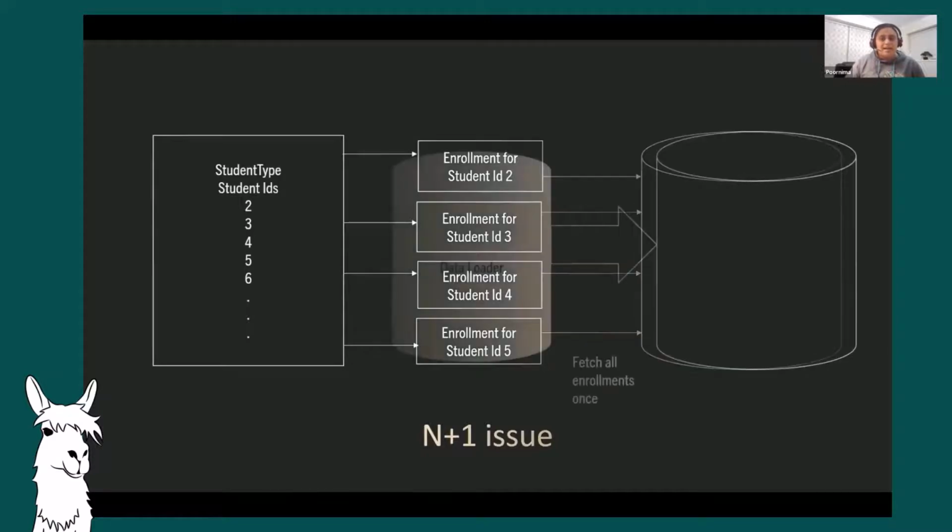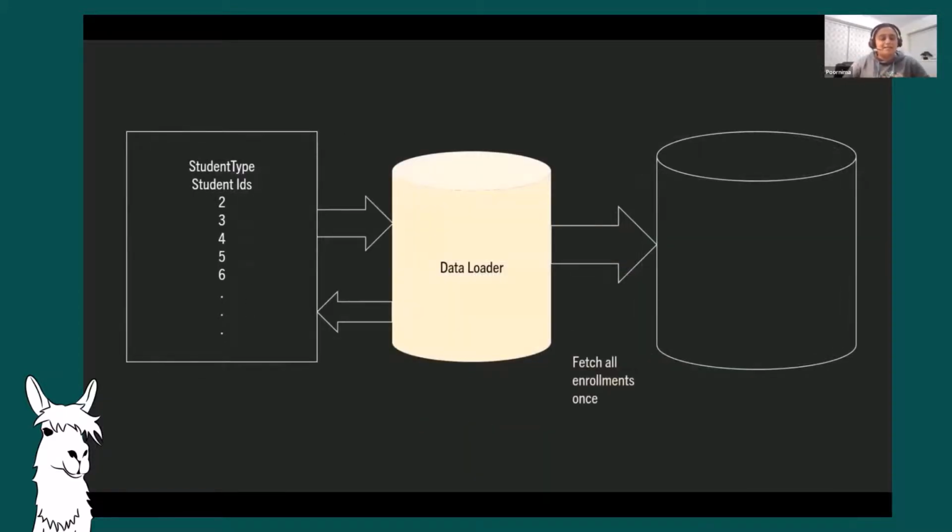To overcome that, GraphQL has this concept called data loader, which is like an in-memory cache. What it does is, the first time the enrollment details or the related details for a student are asked for, it fetches all the enrollments at once using a batch operation and holds that in memory. It holds that in memory using an object which can be looked up. And the next time a related detail for a student is asked for, the data is fetched from the data loader.